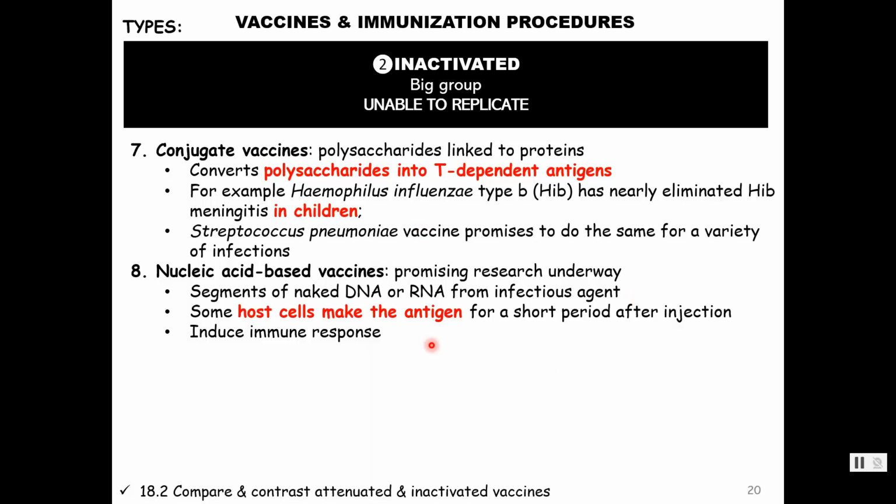And this is kind of interesting. I actually had a note about this. So the nucleic acid-based vaccines. What they've realized is that they can take segments of naked DNA or RNA from infectious agents, so coding for a protein, and they would inject it, and for a short time, the host cell or the recipient of that vaccine would actually express that antigen. And so that antigen expressed then, of course, would induce an immune response, but evidently that is an area of research.